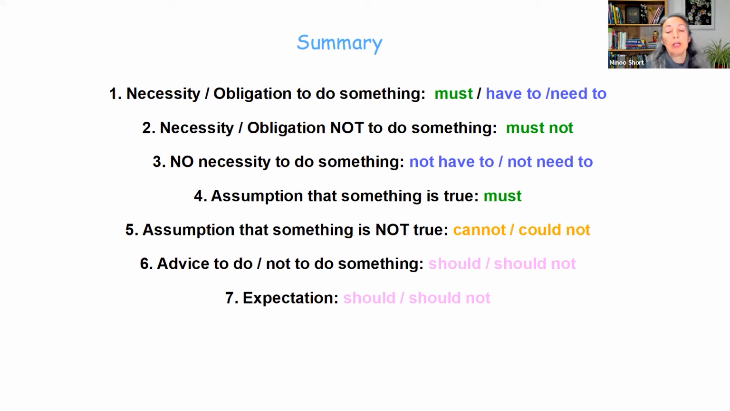Coming to assumption, assuming that something is true: must. But assuming that something is not true, must doesn't work. It's cannot and could not. And the difference with should is advice to do or not to do something: should, should not. And it's also to express your own expectation of things happening or having happened: should or should not. Right, so that's the end of this lesson.